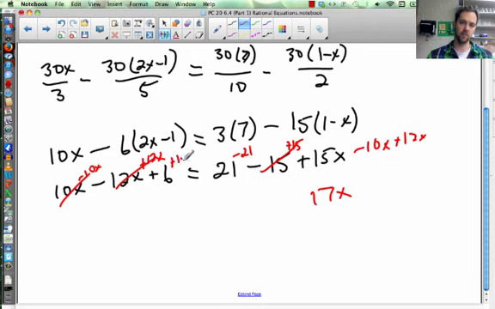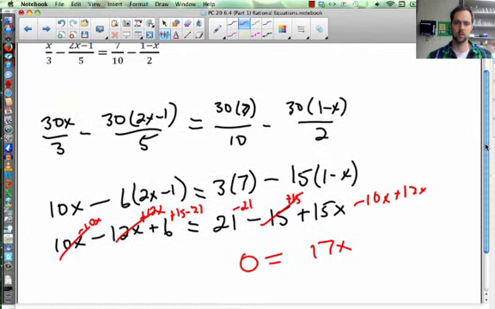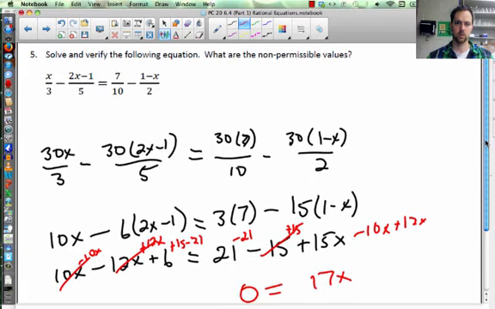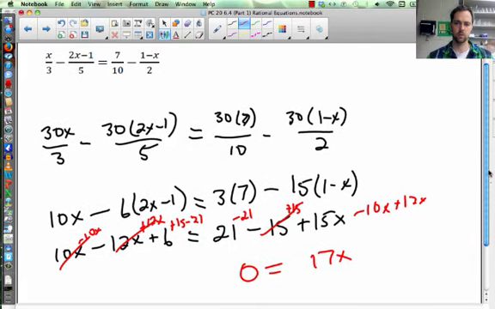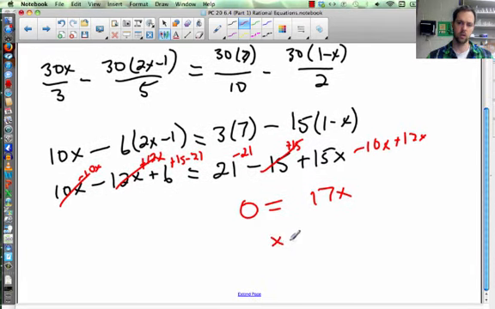So we add 15, subtract 21. So 6 plus 15 is 21. And subtract 21 and we get 17x equals 0. Okay, and x equals 0. That's weird.